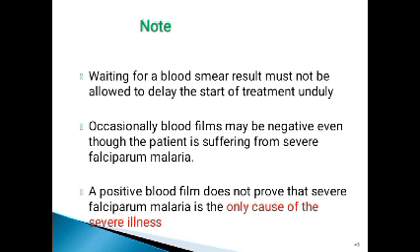Note: waiting for a blood smear result must not be allowed to delay the start of treatment unduly. Occasionally, blood films may be negative even though the patient is suffering from severe falciparum malaria. A positive blood film does not prove that severe falciparum malaria is the only cause of the severe illness.